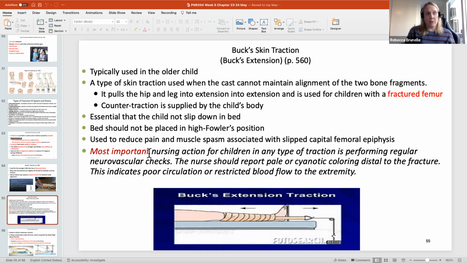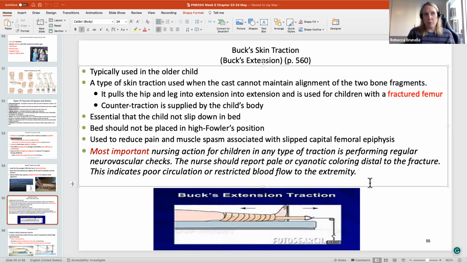And this point here at the bottom of the slide: the most important nursing action for children in any type of traction is performing regular neurovascular checks, and the nurse should report pale or cyanotic coloring distal to the fracture. This indicates poor circulation and restricted blood flow to the extremity. We're going to talk more a little bit later about the 5 Ps, but you certainly need to be paying attention to your priority questions. What's the highest nursing priority? When talking about traction, it's doing those neurovascular checks.